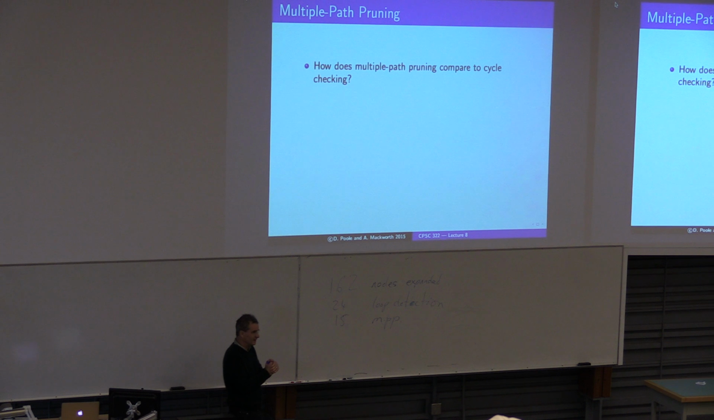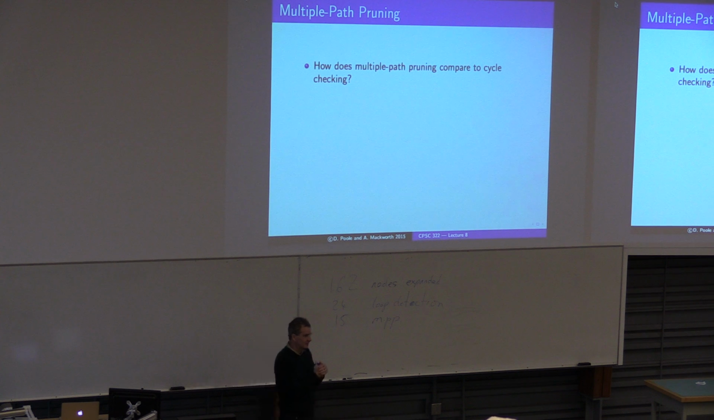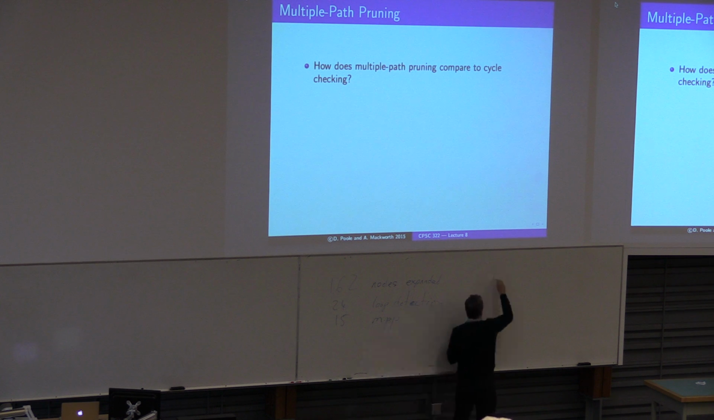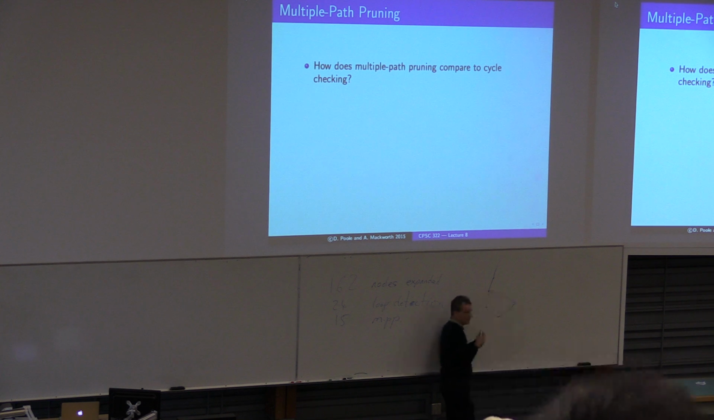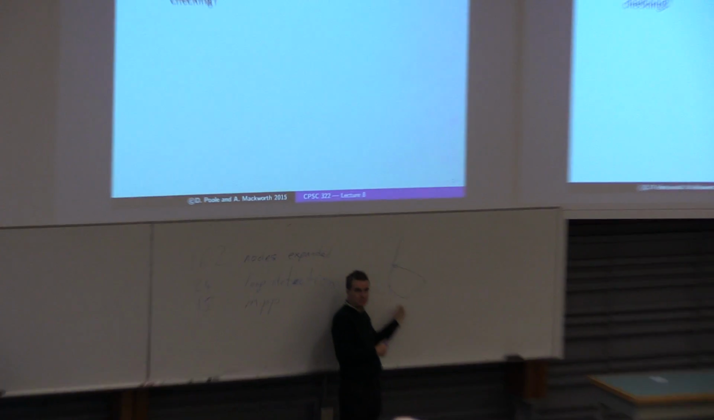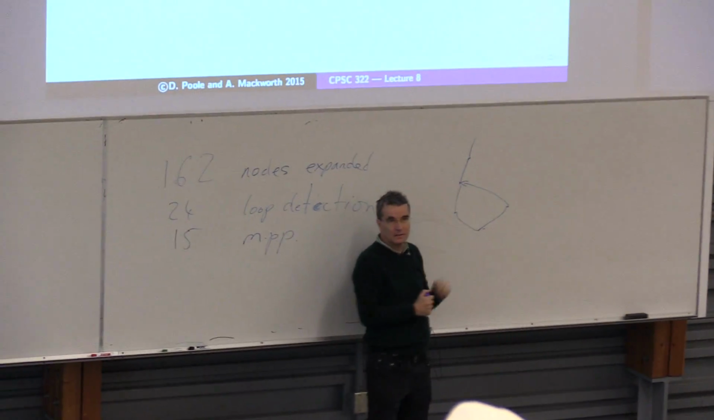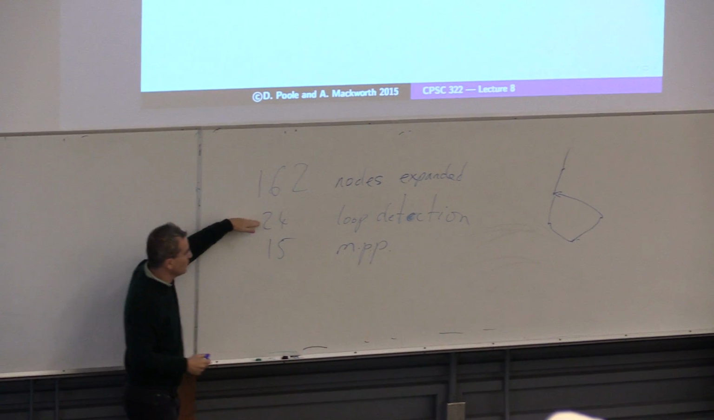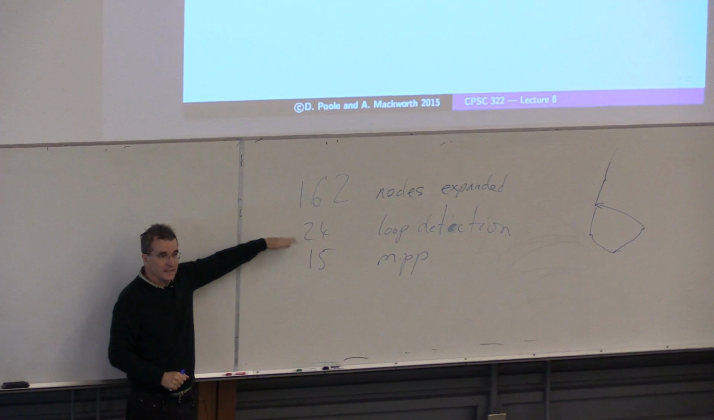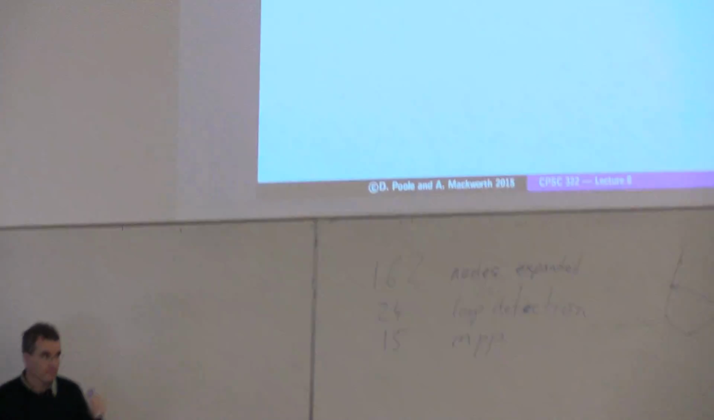Why not? No. Because cycle checking will check to see if a node that's already visited is in the same path, and then it will know that it's a cycle. But multiple path pruning checks if that node is in any path visited. So it includes the case that it's in the same path. Precisely. So if you have a cycle like this, the path is already visited, so multiple path pruning is also going to prune this path. So multiple path pruning never does worse than loop detection. If a loop is detected, then multiple path pruning will detect it. Okay?